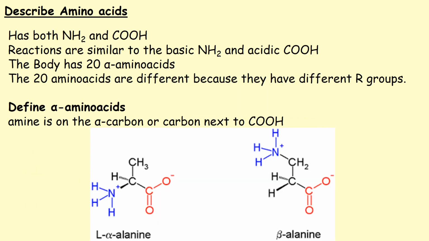So let's describe amino acids. It has both NH2 and COOH groups. The NH2 group is basic. It has a lone pair that is a proton acceptor. And the COOH is acidic. Okay, it is able to donate H plus or protons, which makes it acidic. Our body, the human body, has 20 alpha amino acids. The 20 amino acids are different from each other because they have some different R groups. I'll talk about R groups in a minute.